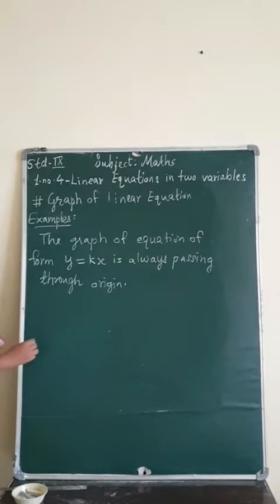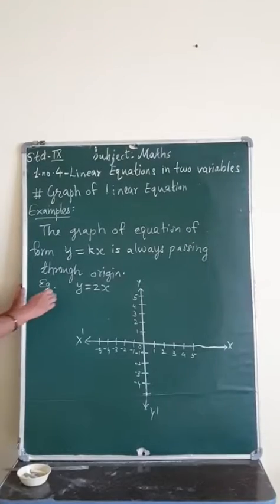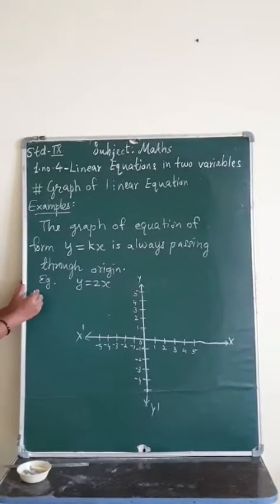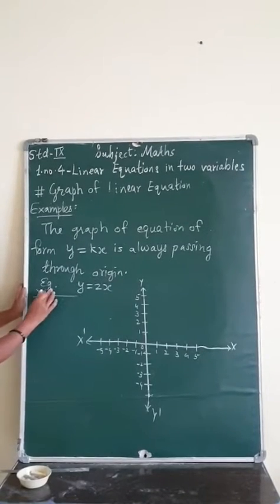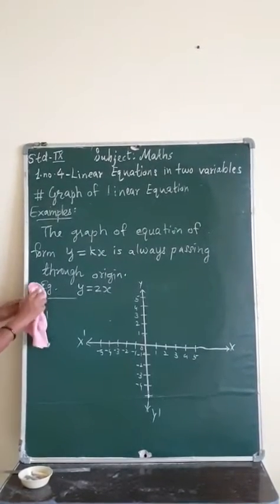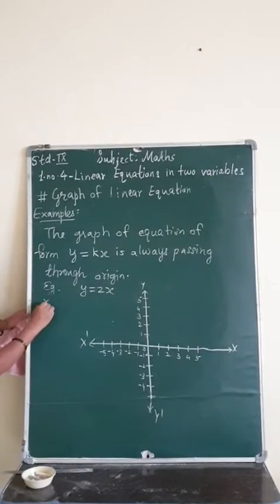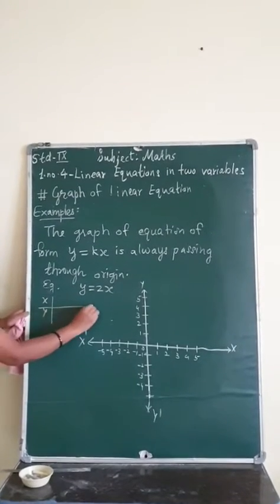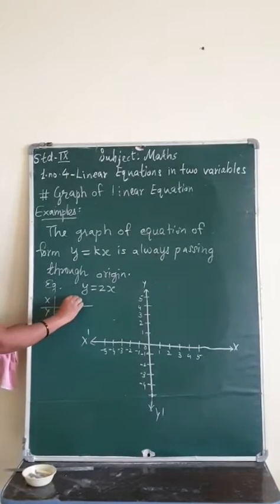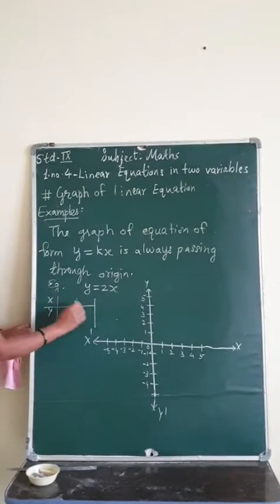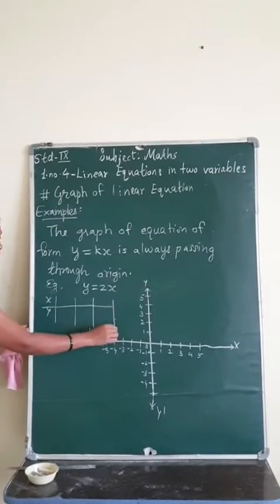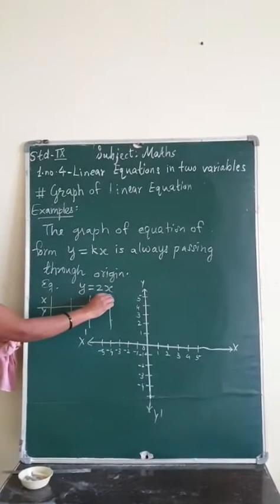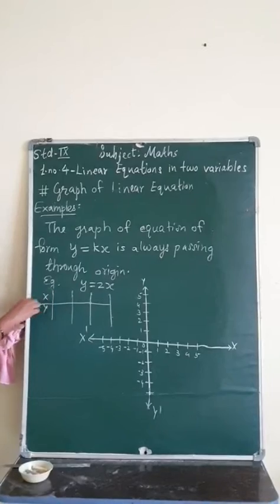So let's take an example over here. y is equal to 2x. Now we will draw a table for x, y values. Minimum 2 values we have to take for x and y, or 2 solutions. But for correctness of the graph, we will take 3 solutions, or 3 values for x.